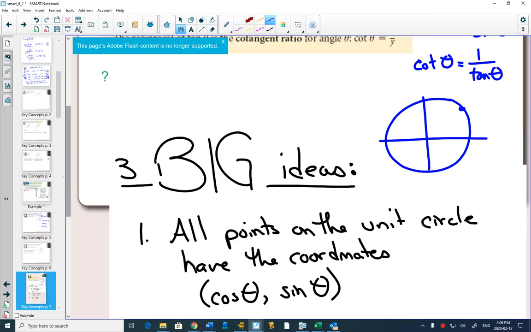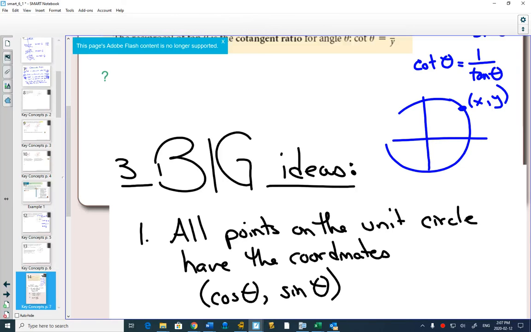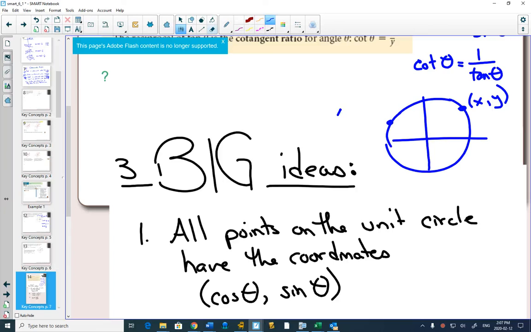here's your circle, pick a point in quadrant 1. Can you see that you would have a positive x coordinate and a positive y coordinate? Pick a point in quadrant 2, you would have a negative x coordinate but a positive y coordinate. Cos is negative in quadrant 2. Sine is positive in quadrant 2.